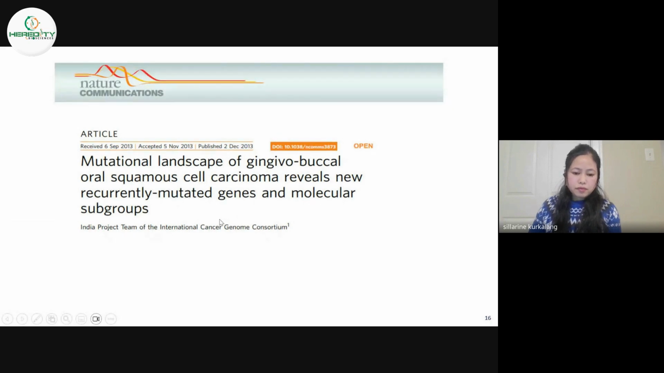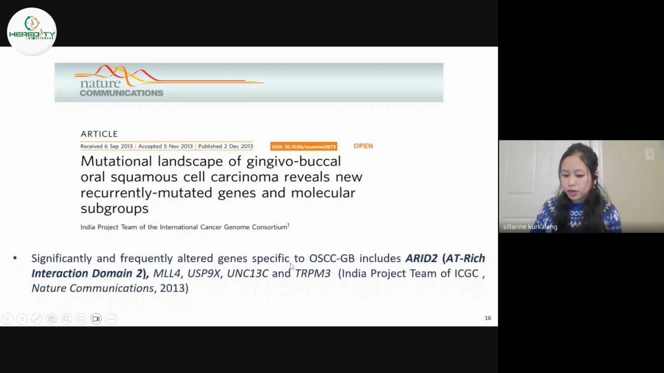Previous studies from NIBMG itself have identified the significantly mutated genes that are specific to OSCGB. As you know, the oral cancer site in India is different from the oral cancer site in the West. The oral cancer site in the West is mainly the tongue, whereas the oral cancer site in India is mainly the gingivobuccal region. So they identified altered genes that are specific for oral cancer of the gingivobuccal region, including ARID2, which is AT-rich interaction domain 2, MLL4, USP9X, UNC13C, TRPM3.